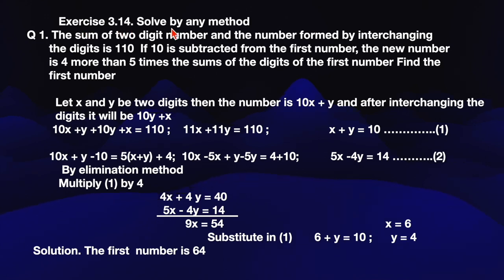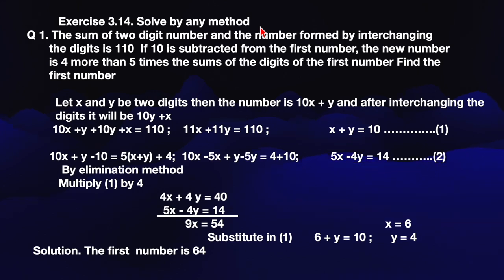Exercise 3.14, solved by any method. Here in this exercise, which is the last exercise of the chapter, there are problem sums. To solve these problem sums, which are linear equations, we can use any method. We know there are 4 methods to solve linear equations. The first is the graph method, second is substitution, third is elimination, fourth is cross multiplication. We did the previous 4 exercises on these 4 methods. We can use any method, whatever is comfortable and easy.